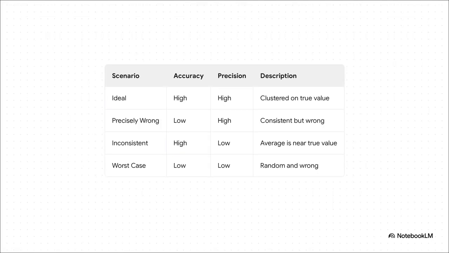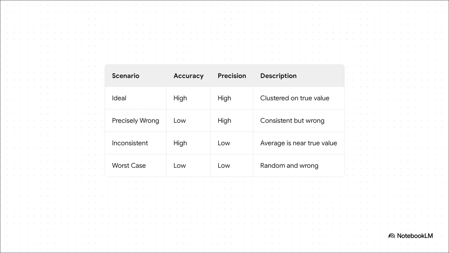And this target analogy just lays it out perfectly. The top row, that's the dream, right? High accuracy, high precision. You are nailing the bullseye every single time. But look at that second row. This is the precisely wrong scenario. All your shots are clustered tightly together, super consistent, but they're nowhere near the target.